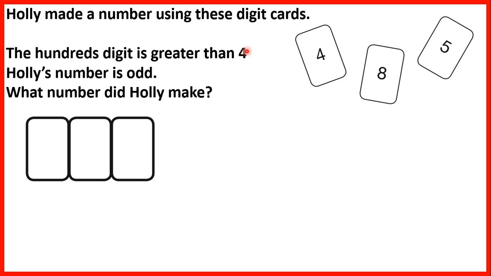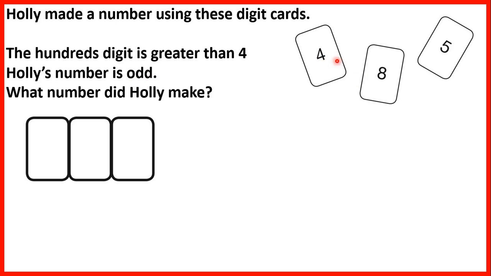So if the hundreds digit is greater than 4, we can't use 4 for the hundreds digit. We'll need to use either the 8 or the 5. But we know that Holly's number is odd, and an odd number has to have a ones digit of 1, 3, 5, 7 or 9, because an odd number is not an even number.